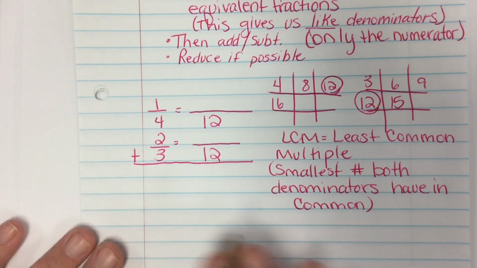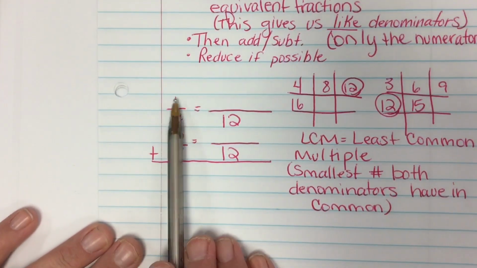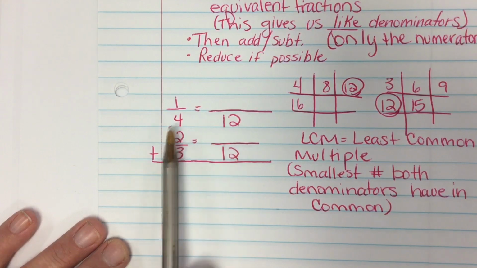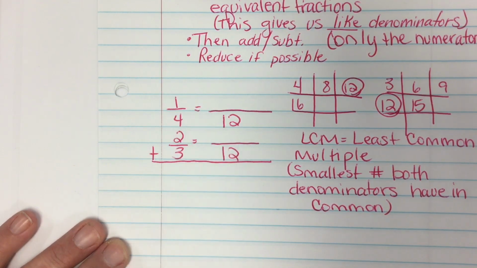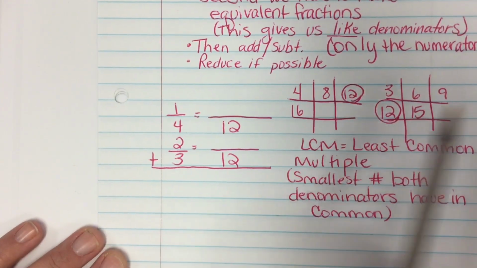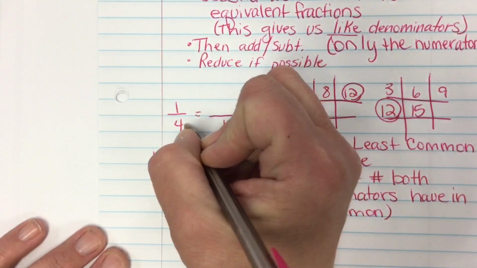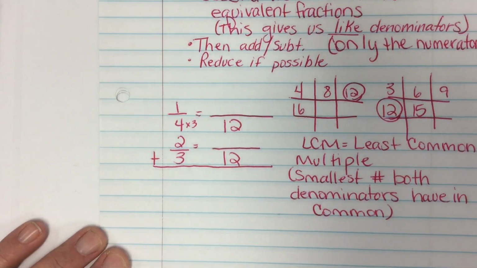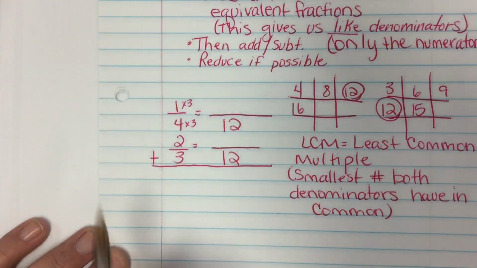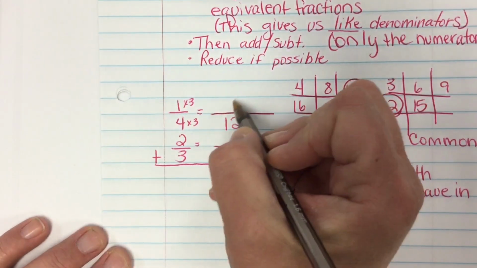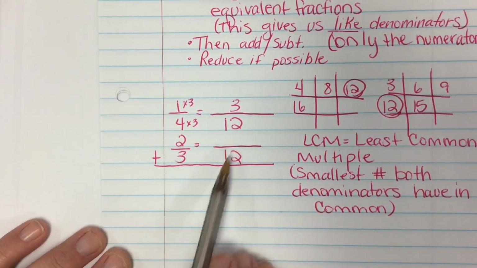Okay, so next, we're going to make equivalent fractions. So when we look at this, 1 over 4 equals something over 12. What can I multiply 4 by to get 12? 1, 2, 3. So I'm going to multiply the denominator by 3, which means I have to multiply the numerator by 3, because whatever you do to the bottom, you have to do to the top. And 1 times 3 is 3.